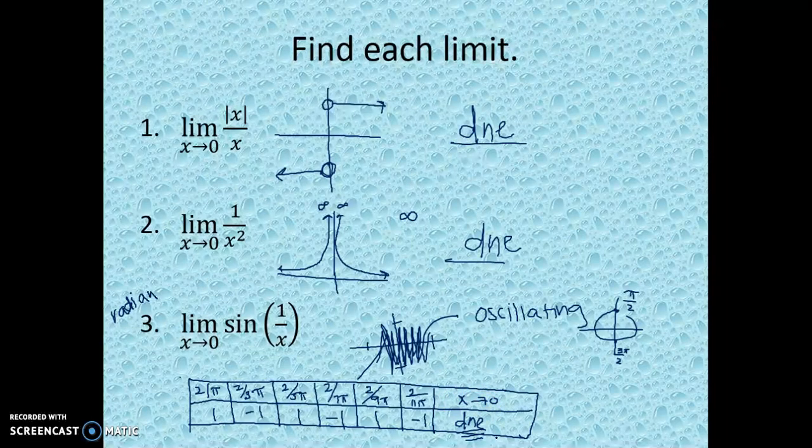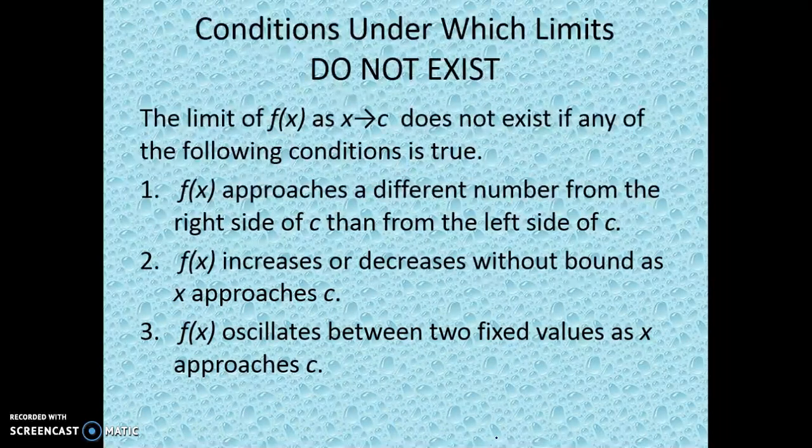These are all three different situations where your limit will not exist. And I have those conditions listed out here. The limit of f of x as x approaches c does not exist if any of the following conditions is true. So x approaches a different number from the right side of c than from the left side. That's what we saw on number 1 on that previous slide.